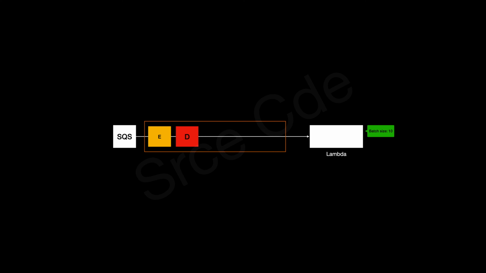Now here what happened is that the Lambda function failed to process the third message, that is the third record, and due to that further processing of the rest of the records is interrupted.